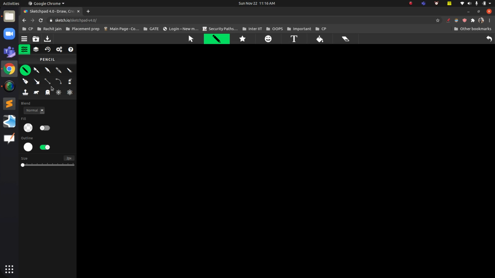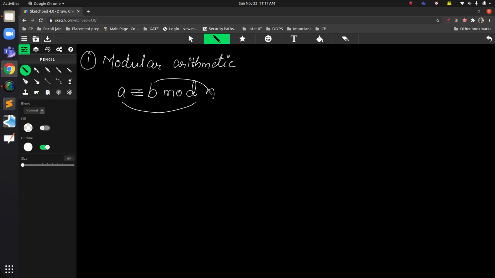So today we'll be looking at some of the basic mathematics that is required for our encryption algorithms. Okay, so first one will be modular arithmetic. What it says is, if we have an equation like A equals B mod n, what it means is if we divide A by n and B by n, it gives the same remainder.